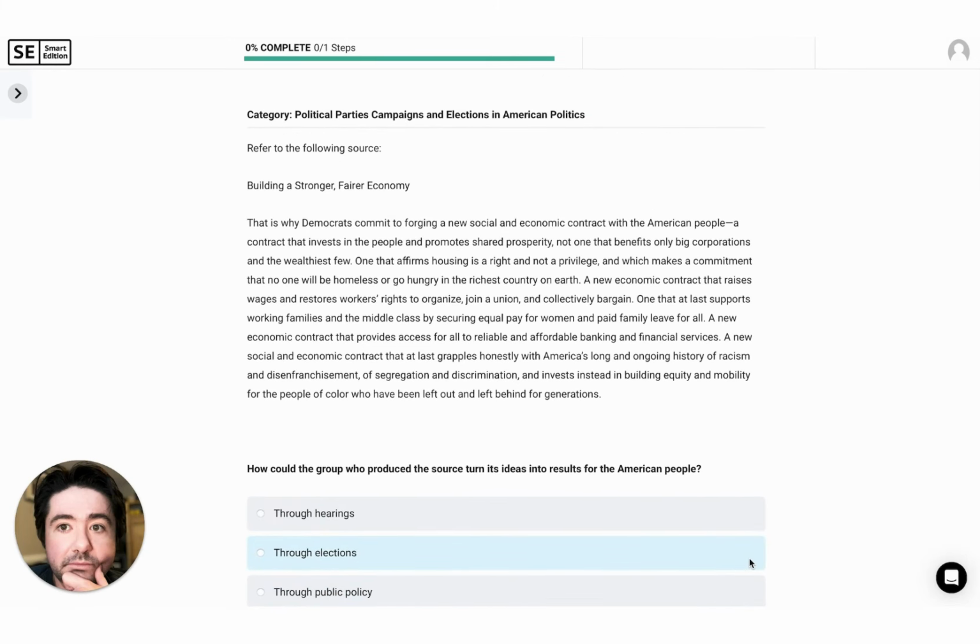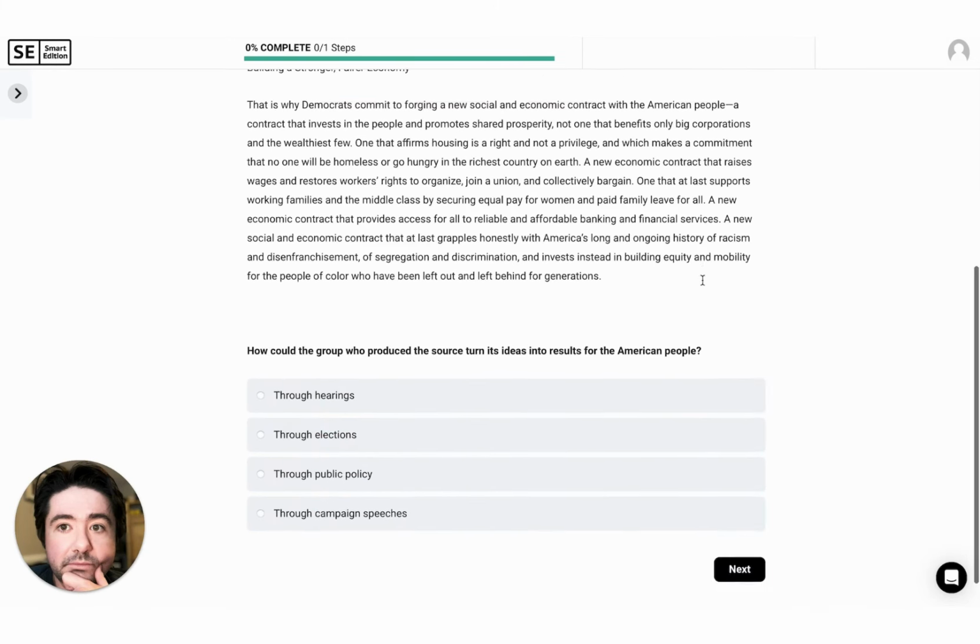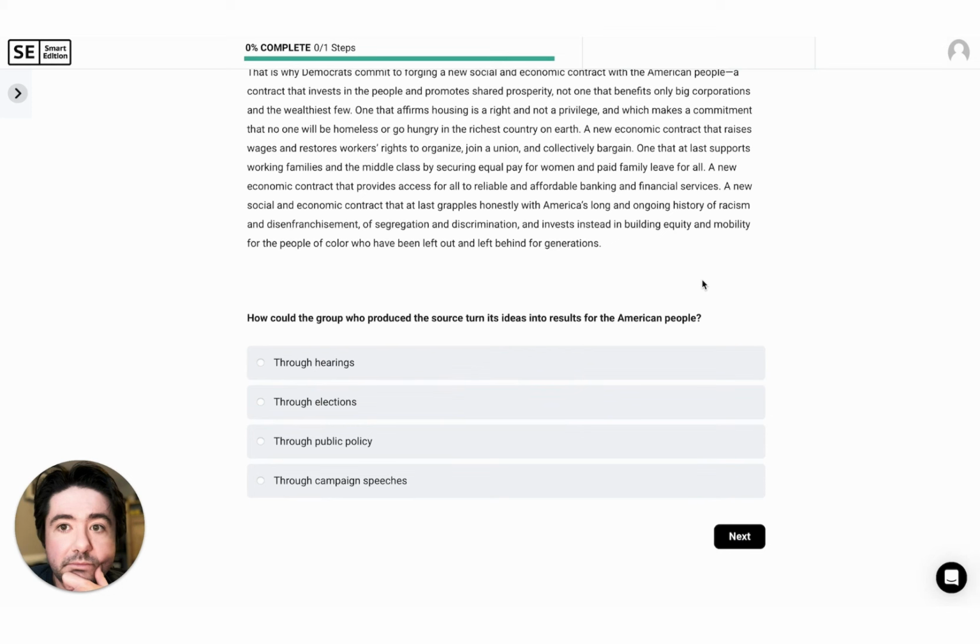Question 40, same passage. How could the group who produced the source turn its ideas into results for the American people? Okay, we're talking about that idea again. How do we go from broad ideas to reality? Through hearings, through elections, through public policy, or through campaign speeches? Public policy is the missing gap between idea and reality. Let's talk about how public policy works.